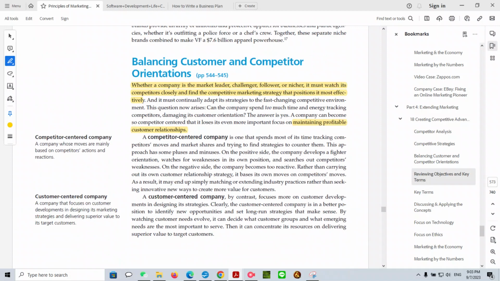We need to understand competitor-centered company, which is a company whose moves are mainly based on competitors' actions and reactions, like we talked about before. And we also have a customer-centered company, that is a company that focuses on customer developments in designing its marketing strategies and delivering superior value to target customers. All right, so those are the two parts there.